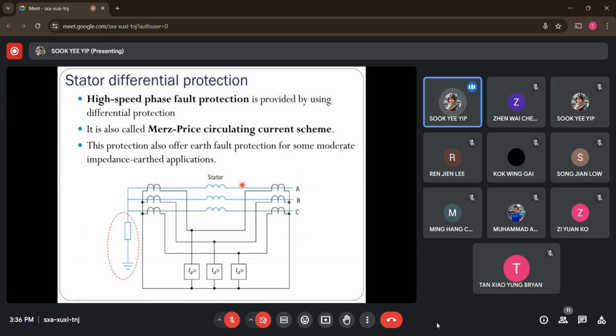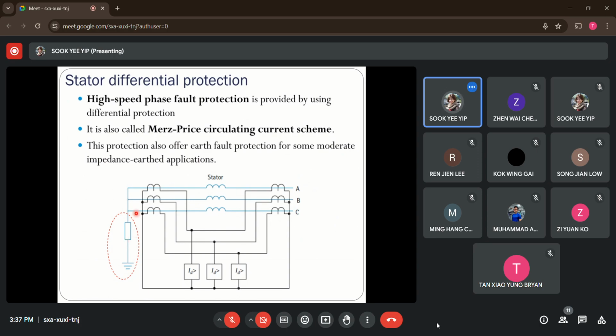Now, what does moderate impedance earthing mean? You can see that this stator winding has been connected in Y connection, so it consists of a neutral point. This neutral point of the stator winding has been connected to the ground via a certain impedance element. All right, so that's how we have moderate impedance earthing.